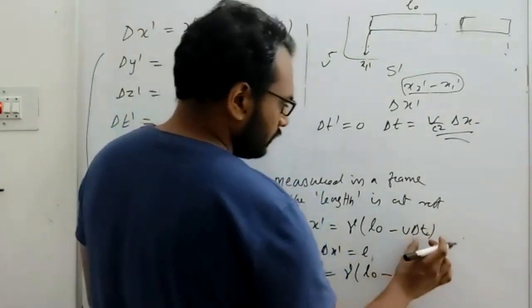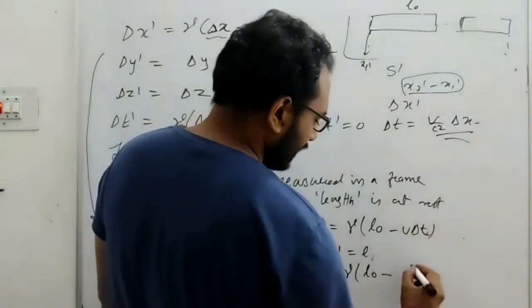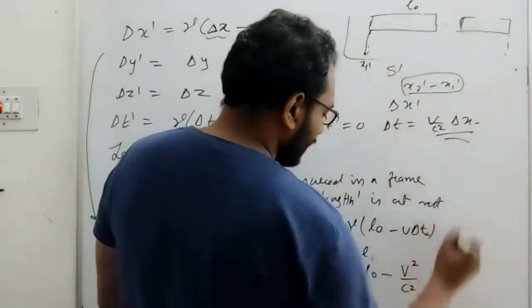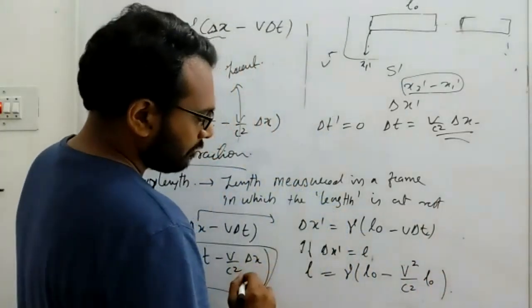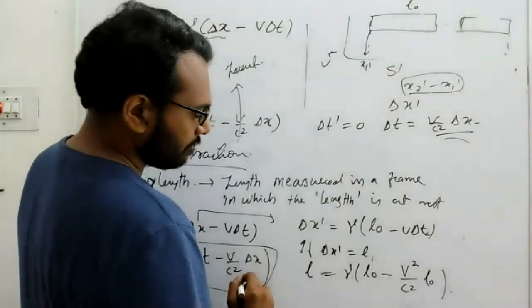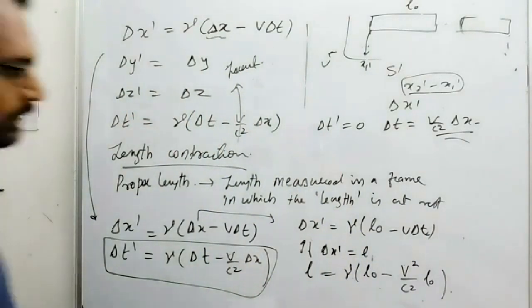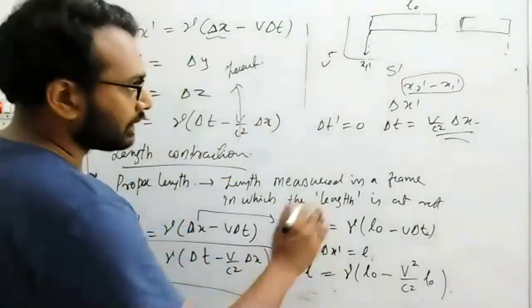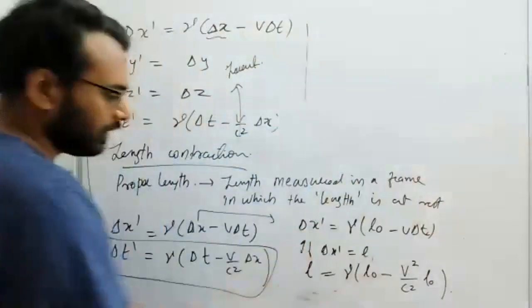So instead of delta t, you put v by c square delta x. Delta x was L, so there's a v square by c square, and delta x is again L0. So this is L equal to gamma, just write it on top. Now you just solve that part. I hope you understood why we do it like that, right?